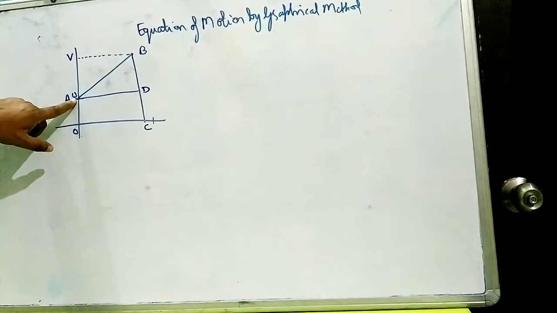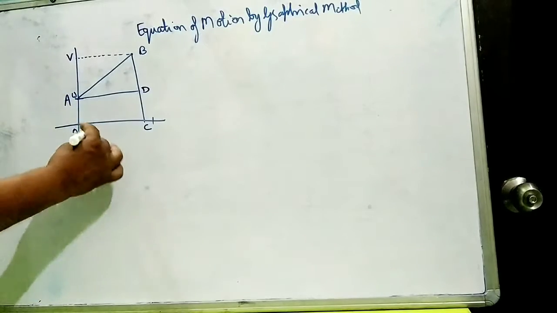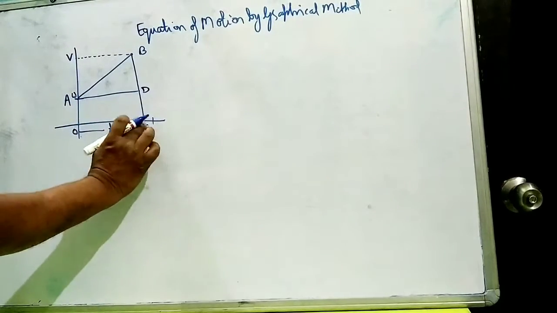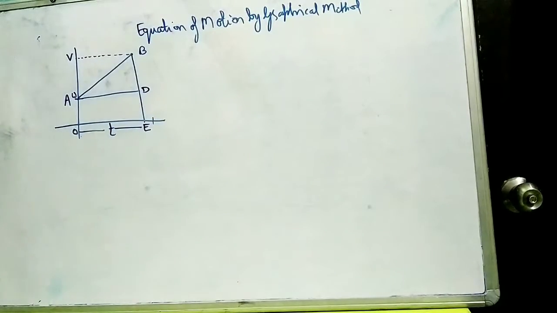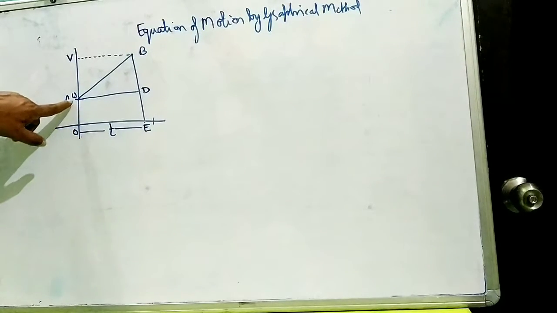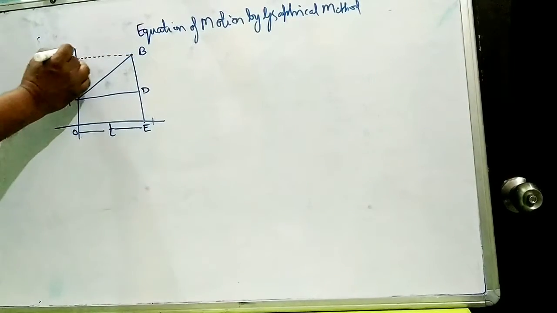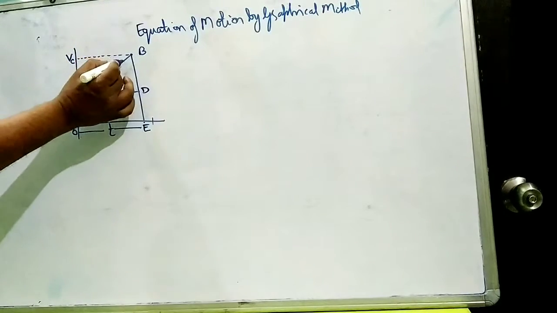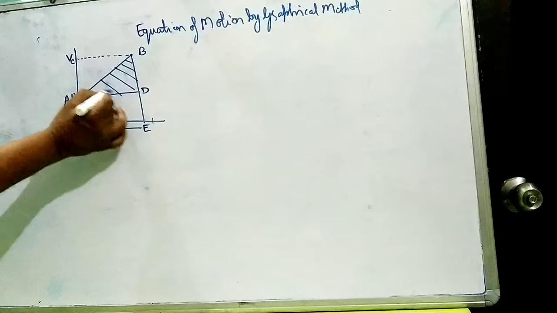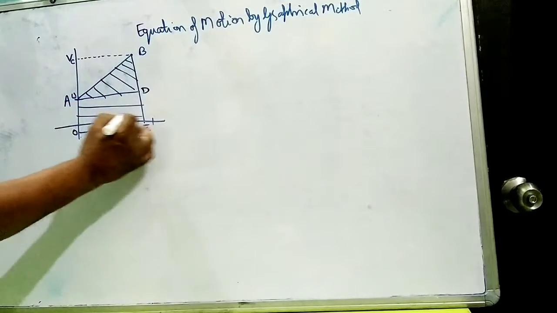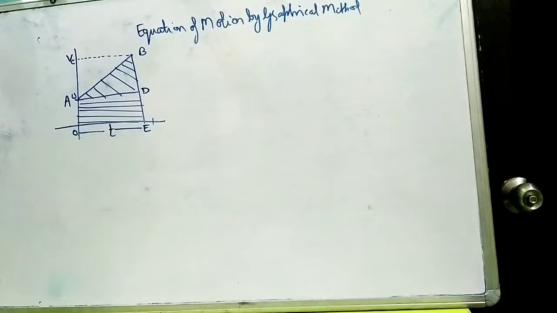So A position is the initial velocity. After time t, they have taken u to V. This position is considered as C, where the final velocity V is there. We have to calculate, by graphical method, the acceleration, displacement and velocity. Three equations are there, we have to calculate.